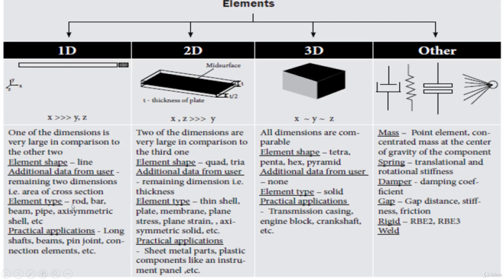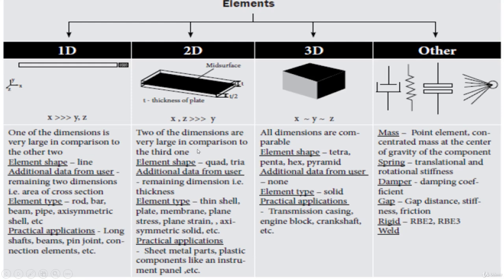And coming to the 1D element types, they are rod element, bar element, beam element, pipe element, axisymmetric shell element. So these are all examples of 1D elements. And in practical applications, when we have long shafts, beams, frame structures, pins and other sorts of structures, we may use these 1D elements to mesh them.